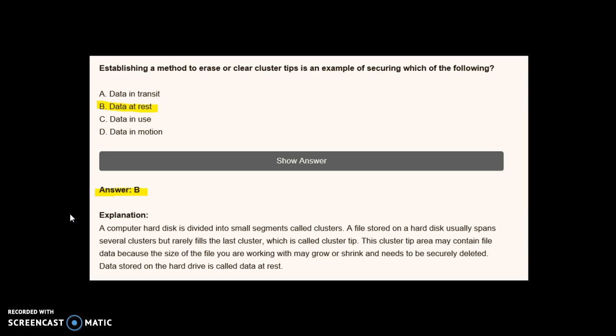A computer hard disk is divided into small segments called clusters. A file stored on a hard disk usually spans several clusters, but rarely fills the last cluster, which is called the cluster tip. This cluster tip area may contain file data because the size of the file you are working with may grow or shrink, and it needs to be securely deleted. Data stored on the hard drive is called data at rest.